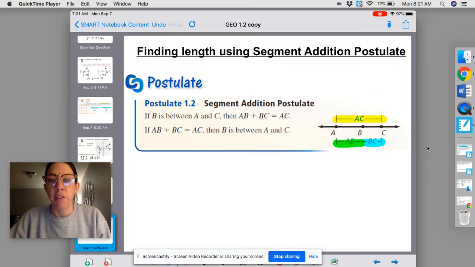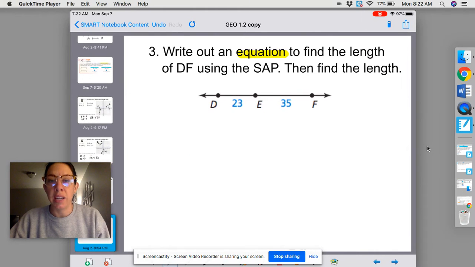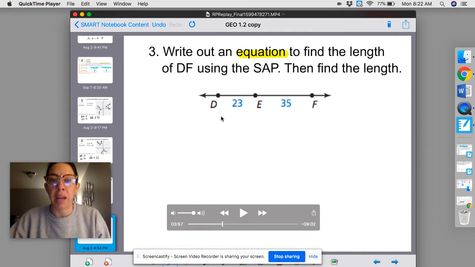When we solve all these problems, you'll see in a second when I go over the examples that I want you to write out the equation. This is essential. It may seem kind of silly right now because when I'm asking you to find the length of DF, you might think, oh, just add this plus this together. But we're going to involve more algebraic equations. So I want you to write out the equation using the segment addition postulate.